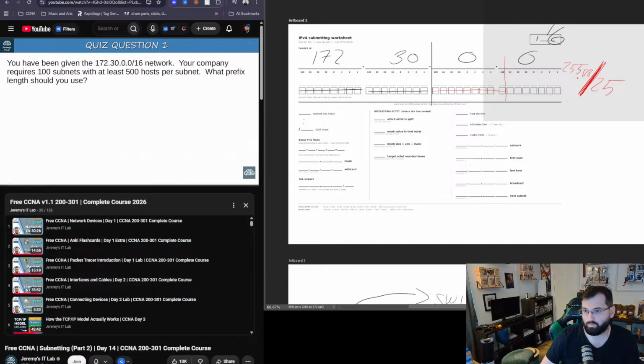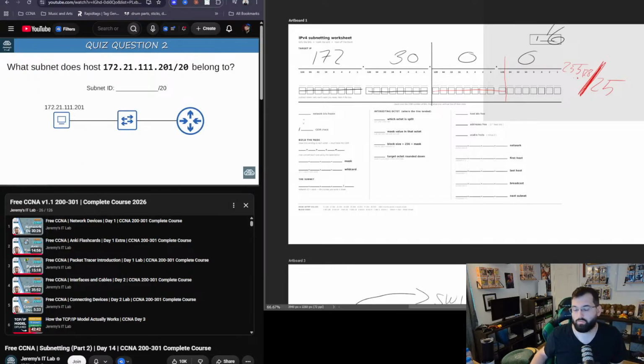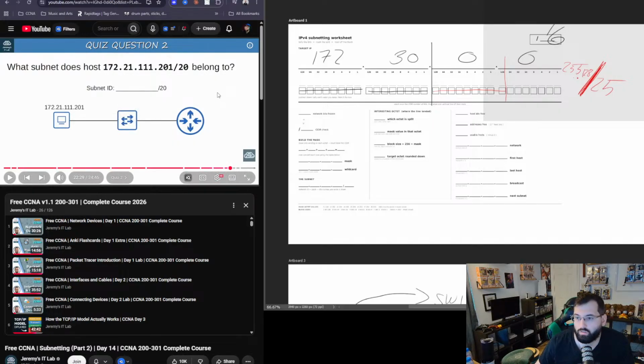Okay, let's go to question 2. What subnet does host 172.21.111.201/20 belong to? Okay. Whoa, but I want to know the answer.